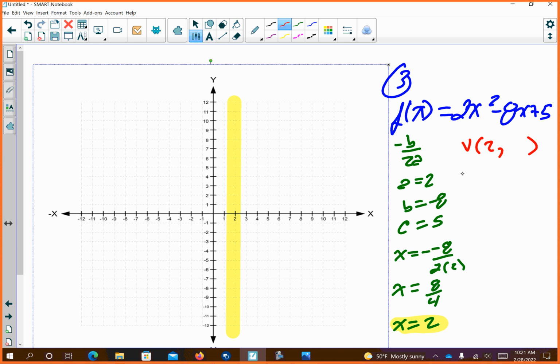Plug the 2 in for the x. Good. All the other numbers stay there, and the signs stay there. So this is 2 squared. That's 4. 4 times 2 is 8. Minus 16 plus 4. 8 subtract 16 is negative 8. Negative 8 plus 5 is negative 3. So I have a vertex at 2, negative 3.